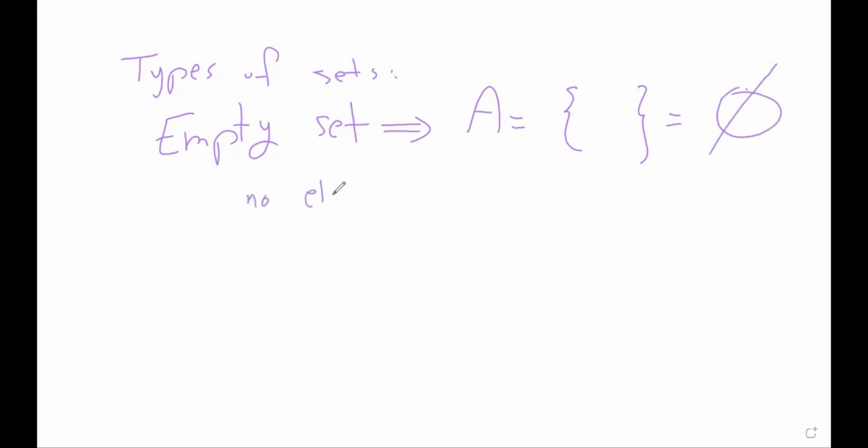It has no number, no letter, nothing at all. Also, the cardinality of the set A, the empty set, is equal to 0 since it has no elements.